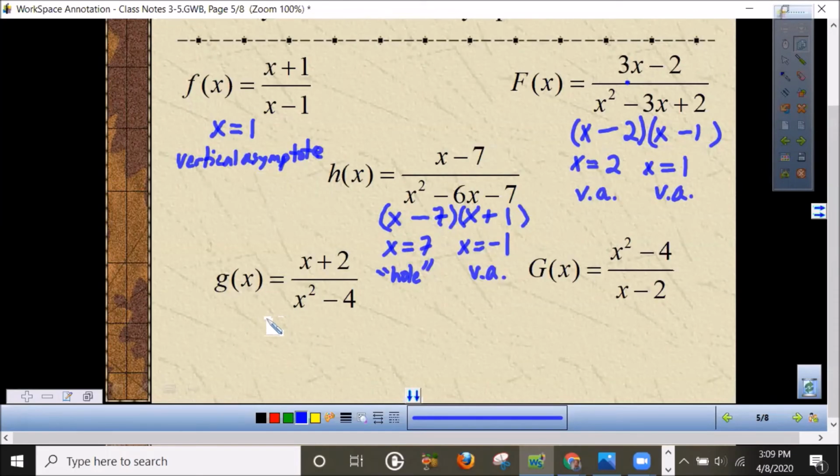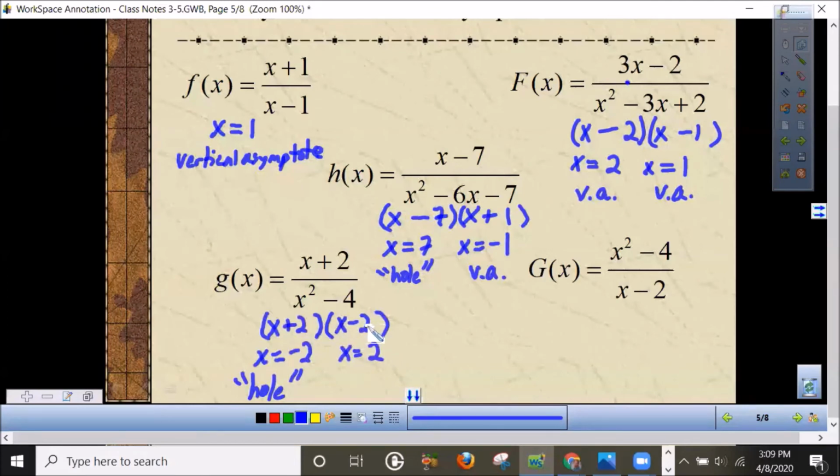Going back to our examples, we have little g of x. The denominator factors as x plus 2 and x minus 2. X equals -2 is going to make both the numerator and the denominator equal 0. So we're going to look for a hole in the graph at x equals -2. X equals +2 makes only the denominator equal 0, not the numerator. So we're going to expect a vertical asymptote to happen at x equals 2.